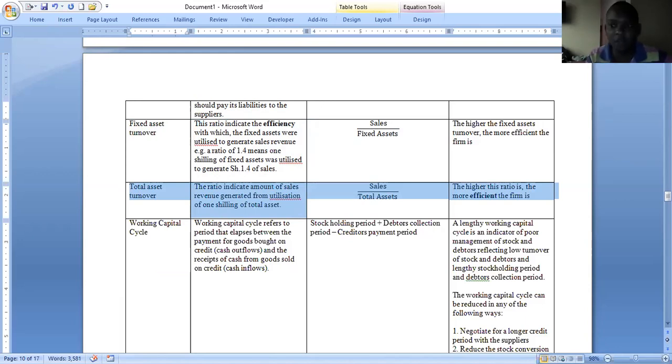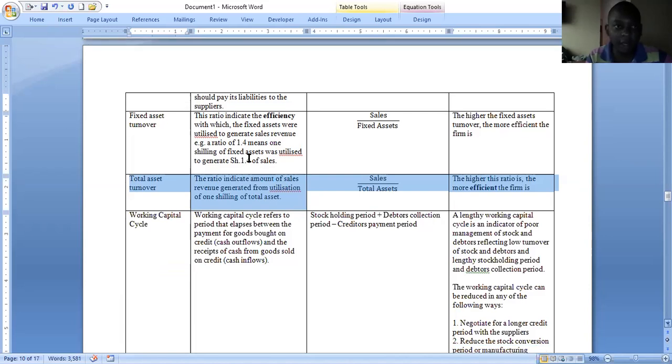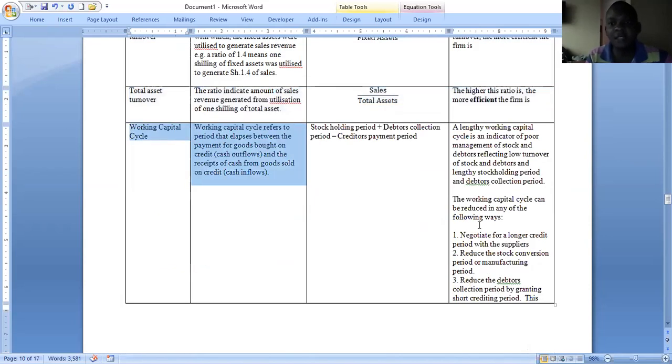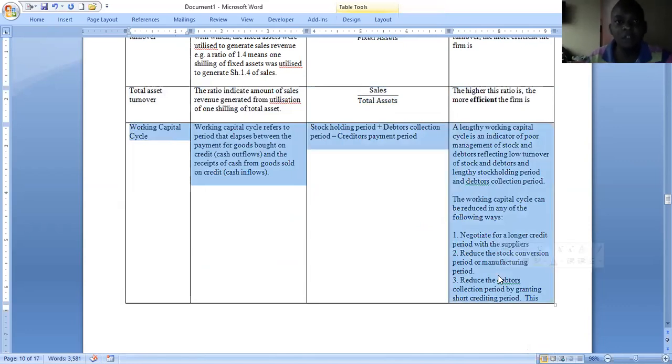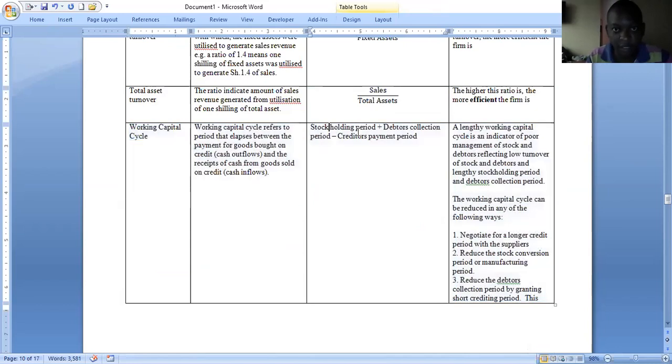So you drop down to the other efficiency ratio, that is the working capital cycle. The working capital cycle refers to the period that elapses between the payment for goods bought on credit to the receipts of cash from goods sold on credit. The working capital cycle is obtained by the formula: stock holding period plus the debtors collection period minus the creditors payment period.